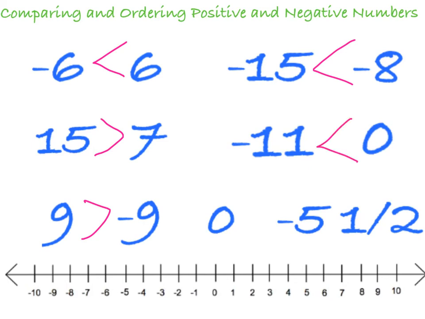Finally, our last set of numbers is 0 and negative 5.5. Just as in the fifth problem above, when comparing 0 to a negative number, 0 is always going to be more. So, again, 0 is greater than negative 5.5.